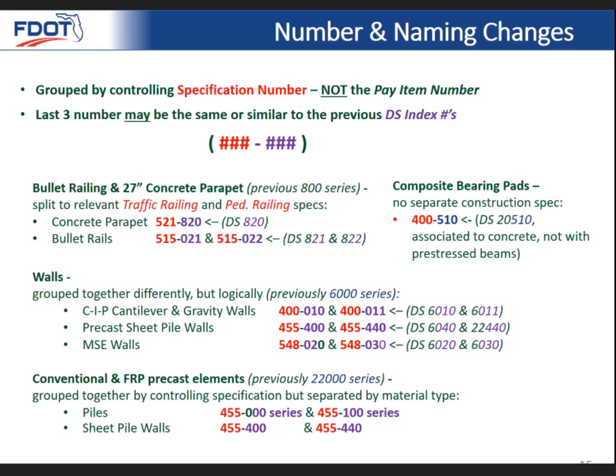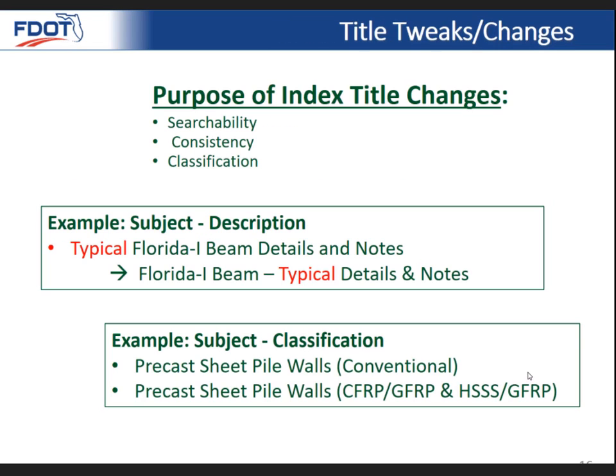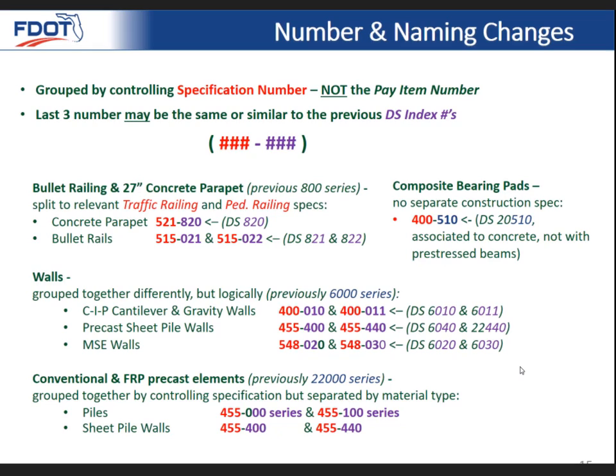Walls used to be grouped under the 6000 series, which seemed logical and great, but since those components are all either cast-in-place concrete under 400, or prestressed under 455, or even MSE walls under 548, they all get segregated. Those are not bridge standards, so they're actually in the standard plans for road construction. So that's another thing you have to be aware of when you're hunting for a particular standard, that you're in the right group.